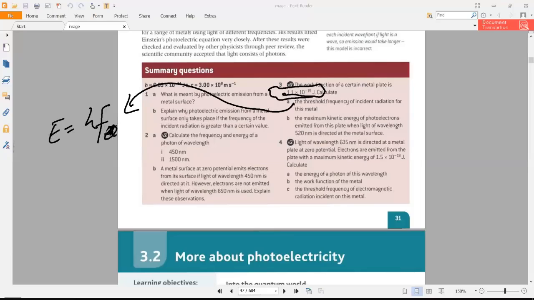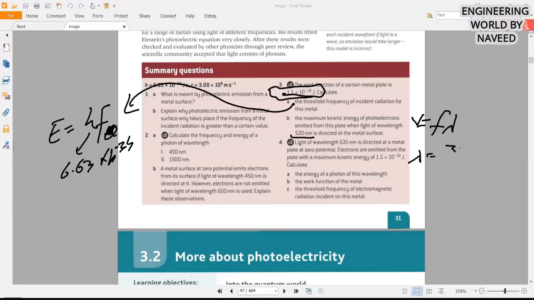So you can find the threshold frequency from this formula. Just divide the energy by the Planck constant, then you get the answer. The maximum kinetic energy of the photoelectron emitted from this plate when light of a given wavelength: the wavelength of light is given to you. As we know that V is equal to F lambda, lambda will be equal to C, which is 3 times 10 to the power 8, as the speed of electromagnetic radiation will always be the speed of light. Wavelength is 520 times 10 to the power minus 9. So from this you will get frequency.